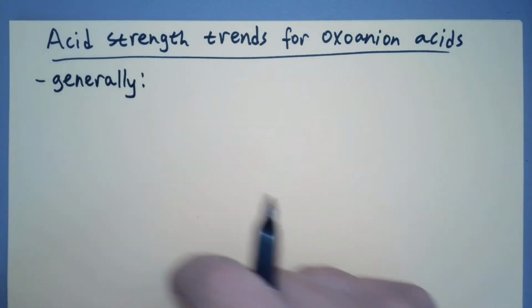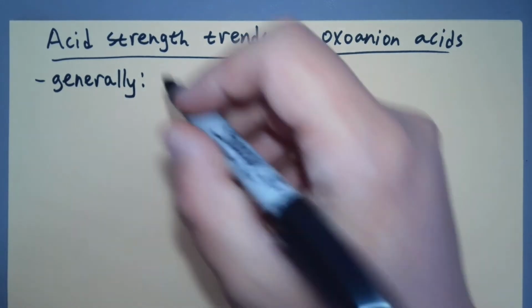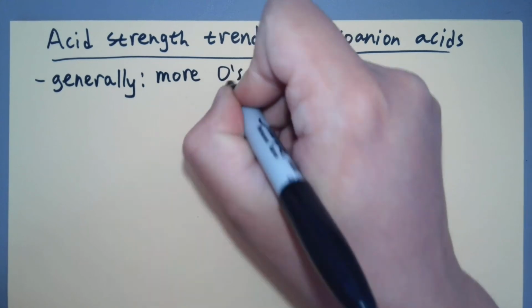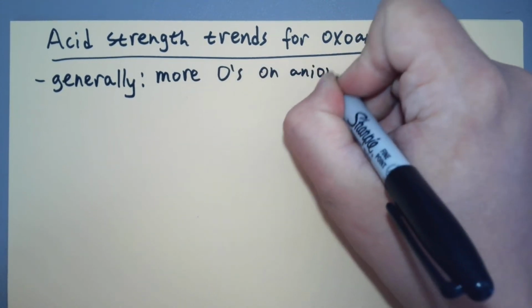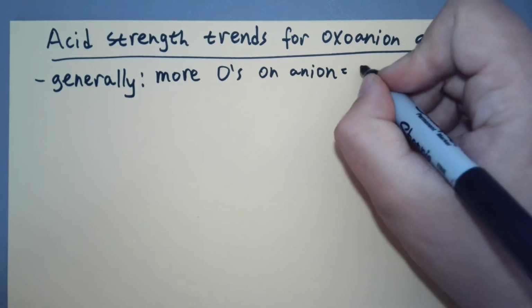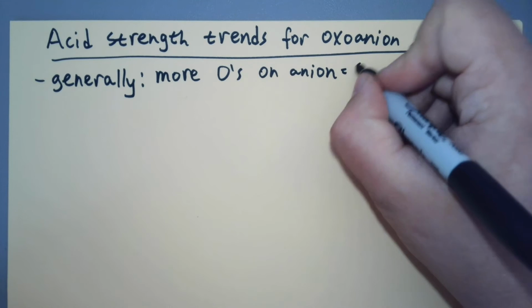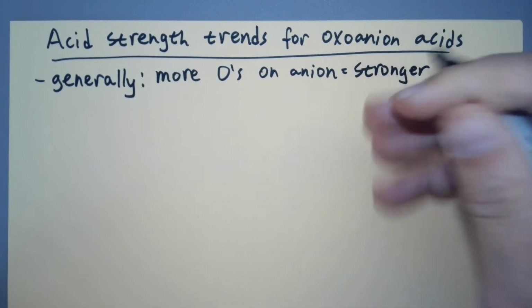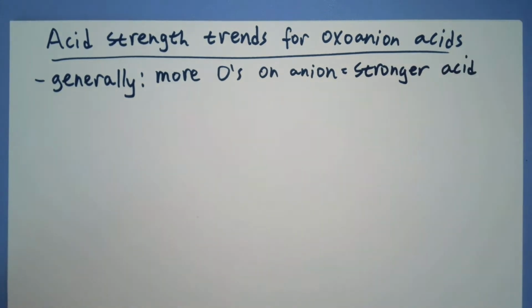And I'm always just covering my bases there, right? Because in chemistry, there's always something that breaks every trend somewhere. But generally, more oxygens on our anion equals a stronger acid that would be made from it. Could be a strong acid, could be just a weak acid with a larger Ka, right? It has more dissociation.